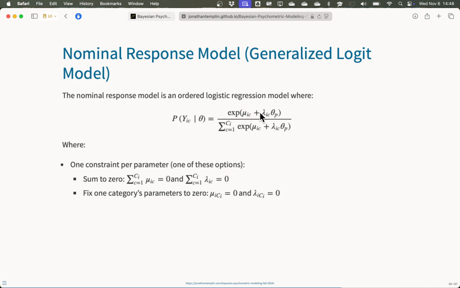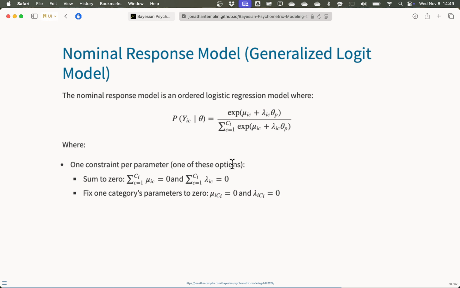Now, there are some constraints to identify this. There are 2 options for the constraints. One is you can set the sum of each type of parameter equal to 0. Right? So the sum of all the mu's is 0, and the sum of all the lambdas is 0. Alternatively, you can fix one category's parameters to 0, right? So we could take, arbitrarily, the 5th category, set its mean to 0, set its lambdas to 0. When you do that, you'll see we get e to the 0th power, or 1, as a return. And that is one of the natures of this constraint.